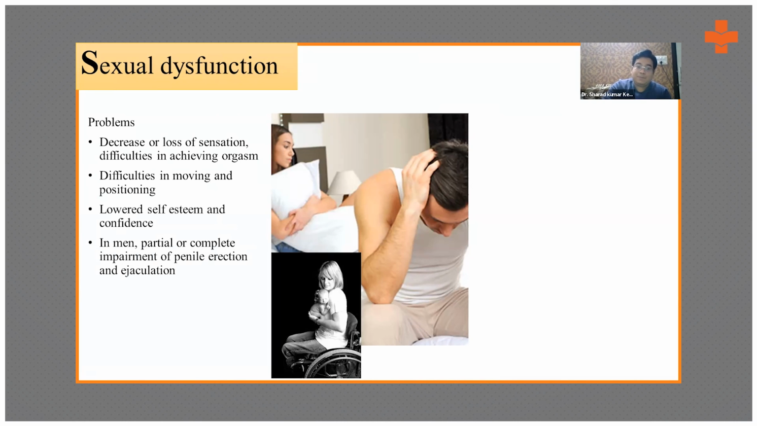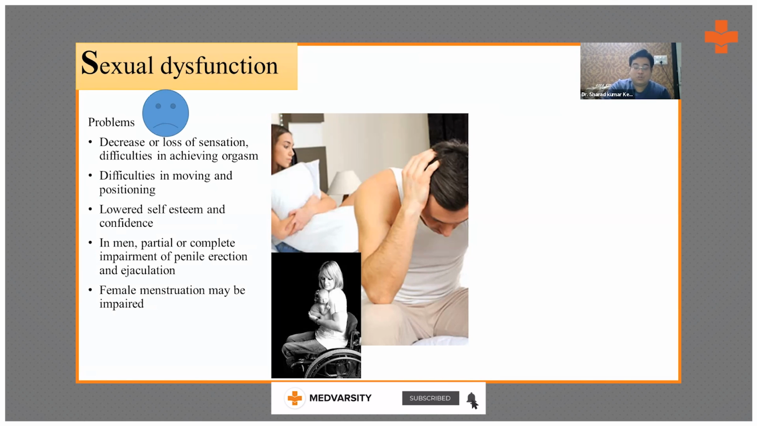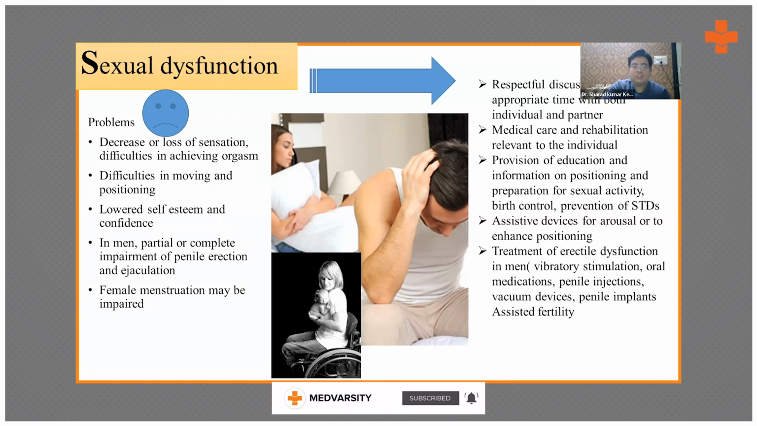In men, there may be partial or complete impairment of penile erection and ejaculation. Female menstruation may be affected. So all this leads to a toll on his daily routine activities and on his psychological profile. So have a respectful discussion at the appropriate time with both the individual as well as the partner. Medical care and rehabilitation should be advised to the individual. Provision of education and information, positioning and preparation for sexual activity, birth control, prevention of STDs, everything should be given. And assistive devices for arousal or for enhanced positioning.